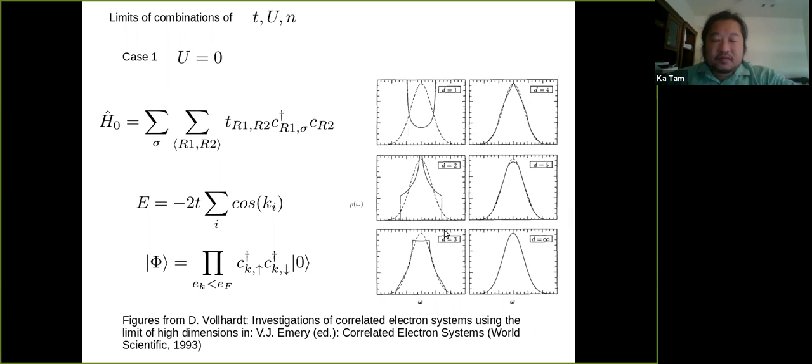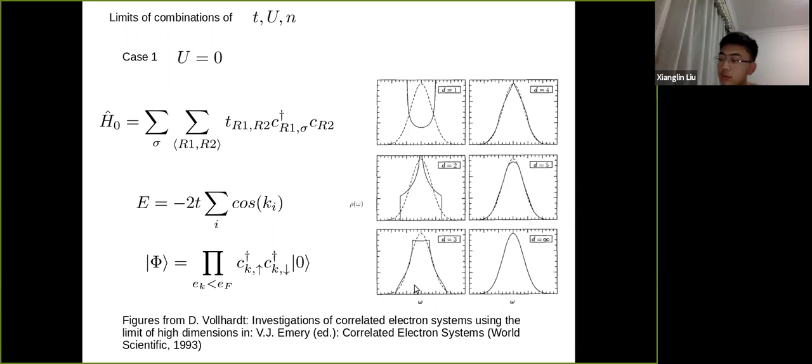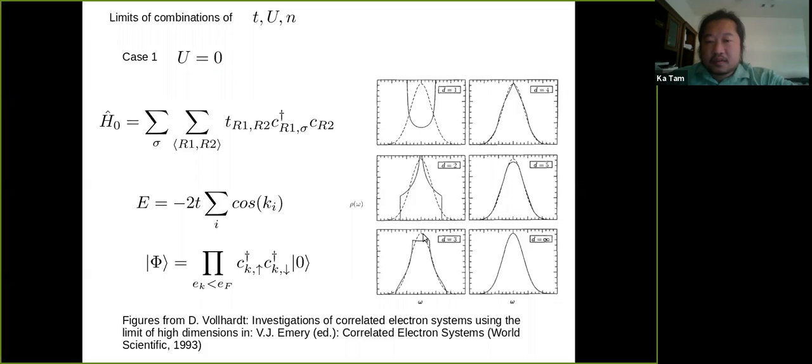So this is the case for one dimension. The key point is the system is metallic. That means if you consider half filling, you just fill the system up to omega 0 here. There is no gap in the spectral function.